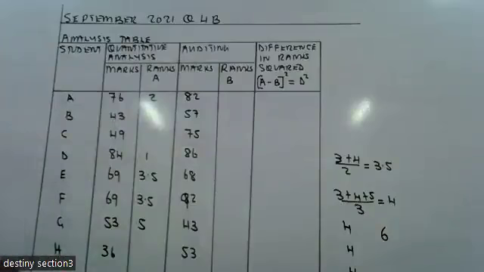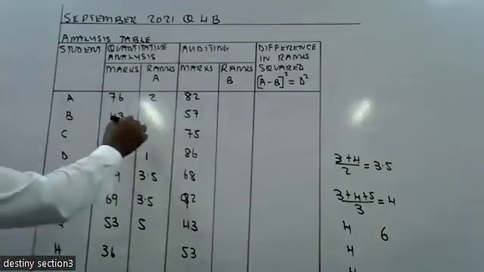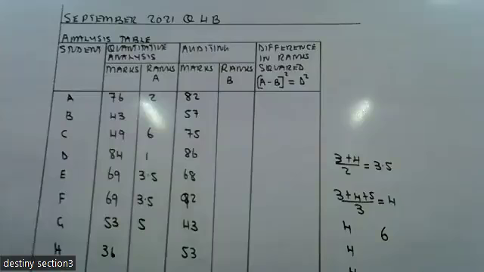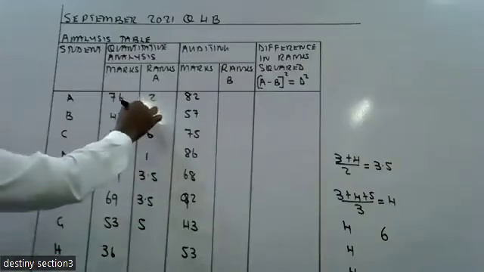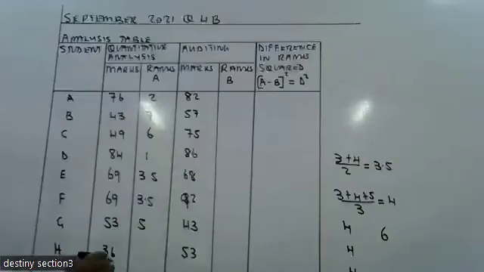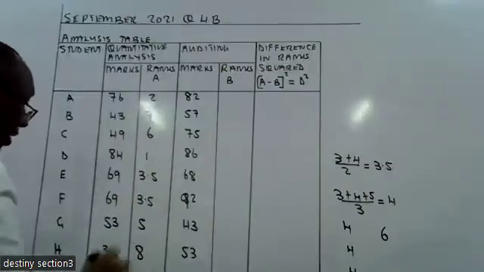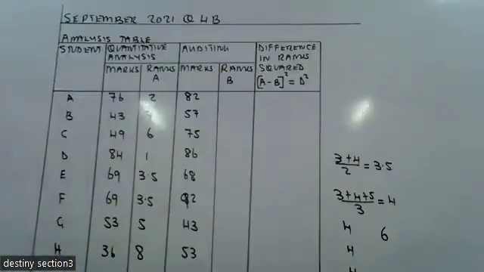Now, after 53, we have 49. That must be number 6. We have 43. That must be number 7. And we have 36, which must be number 8.